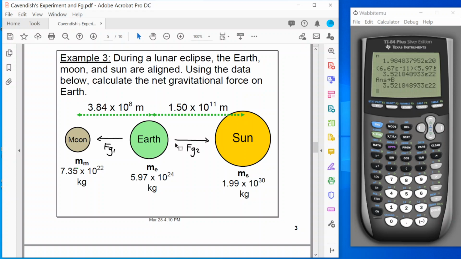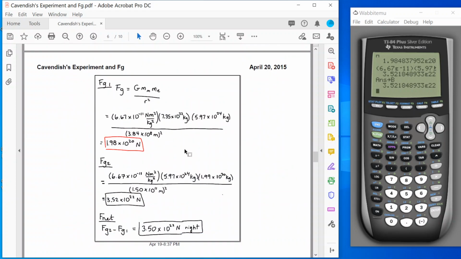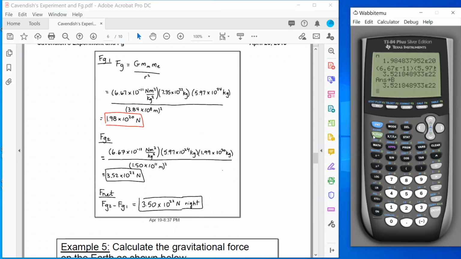Think about it for a sec, if you had 10 newtons to the right and 2 newtons to the left, the net force would be 8 newtons to the right, wouldn't it? Because 10 minus 2 is 8. 8 is how much is left over. So we can do bigger minus smaller, which is what I did down here. The bigger force was B, so I'm going to do B minus A. And that gives me 3.5 times 10 to the 22.